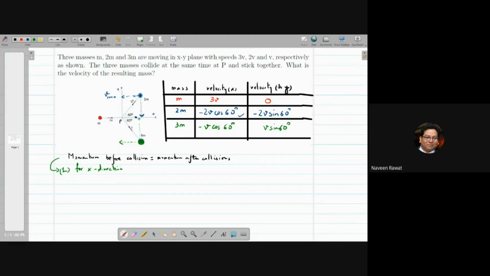momentum before collision will be what? M times your, see, v, 3v, 2v, these are all initial velocities. When the masses come and hit and stick to each other, they will all have a final velocity. Since they are sticking together, all will have the same final velocity. So let's say the final velocity is v f, a common velocity for all three masses.